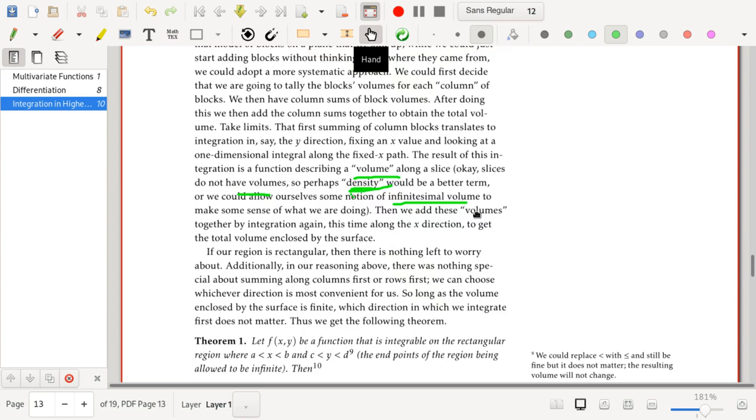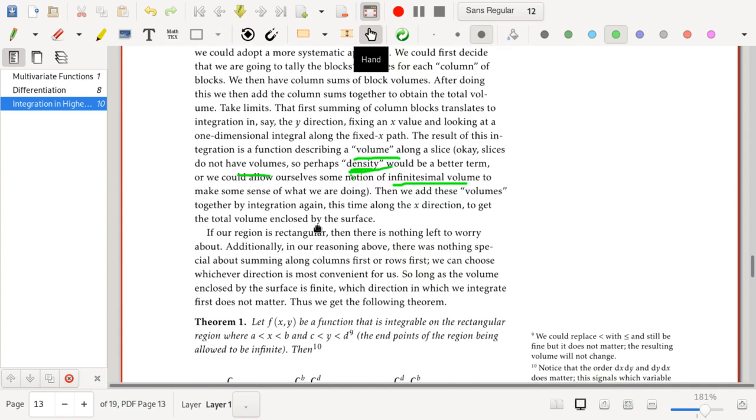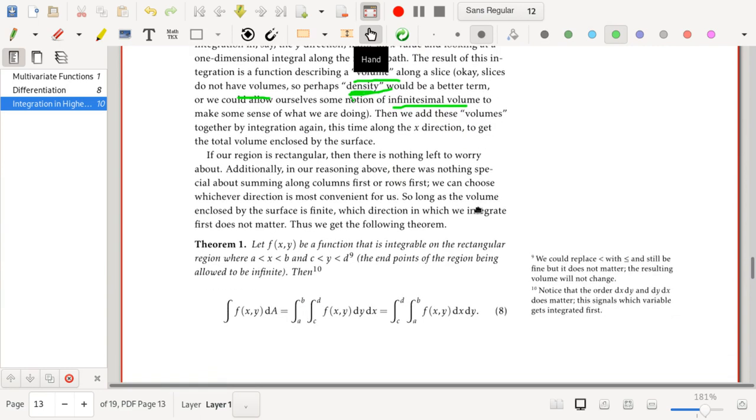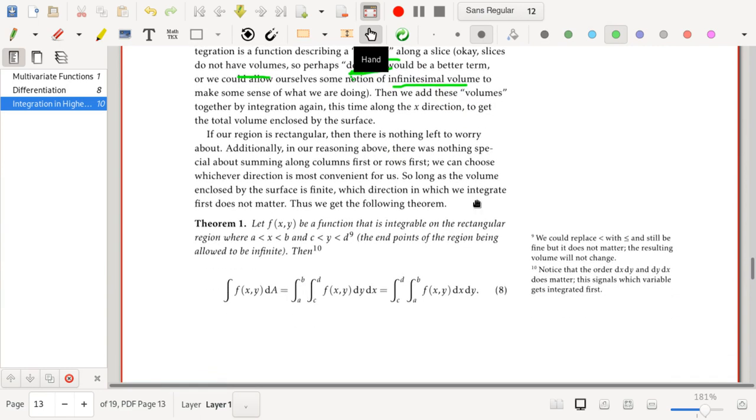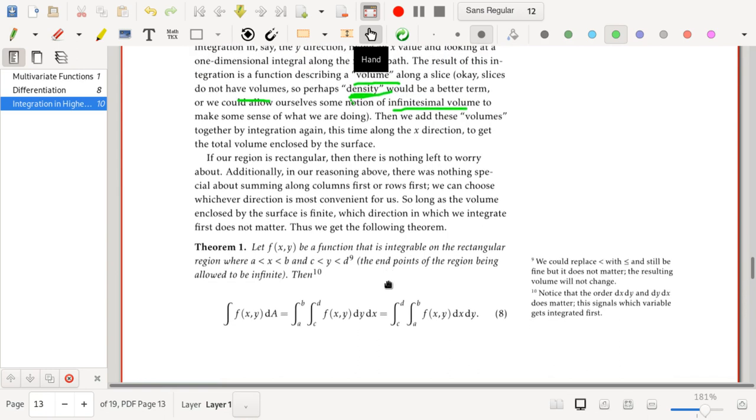But then we're going to add these volumes up via integration again, and this time moving along a different direction to get the total volume enclosed by the surface. So what this ultimately is telling us is that we can integrate one variable first and then the other one, right? That's what this language is translating into. Sum up one direction first and then sum up the other one.